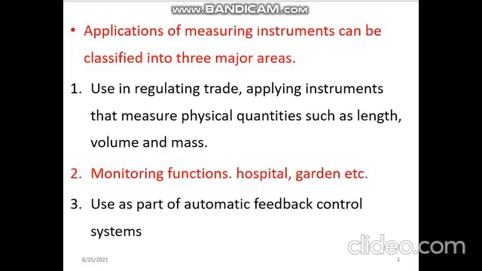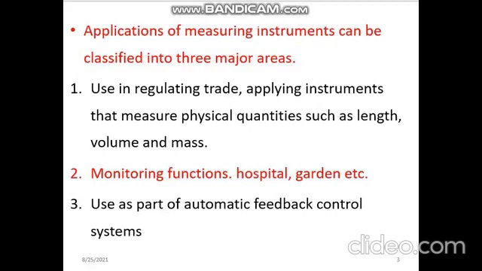So measurement has three areas of application. The first one is that it is used in regulating trade. Whenever you are going to buy or sell something, it has to be measured, maybe the volume, the weight, the length. Even labor, you can pay laborers per hour or per day. It is also used for monitoring functions. For instance, in hospitals the blood pressure and the temperature of the body are measured by doctors in order to know the condition of a patient.